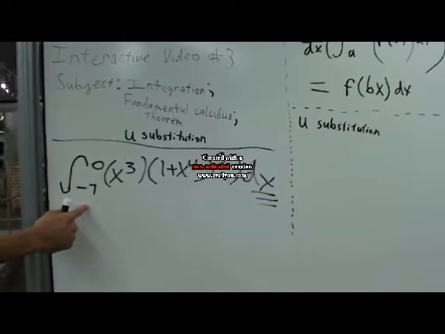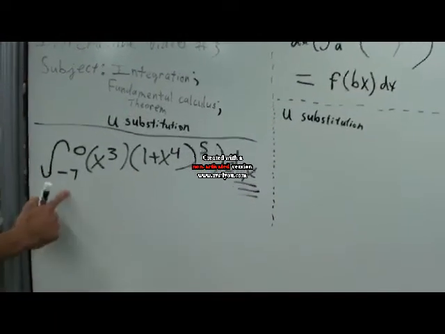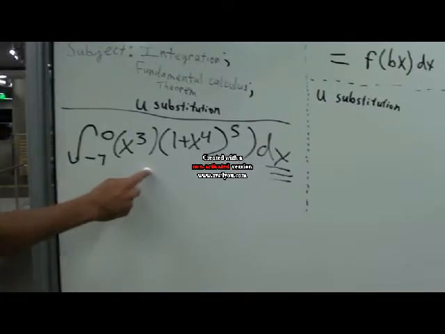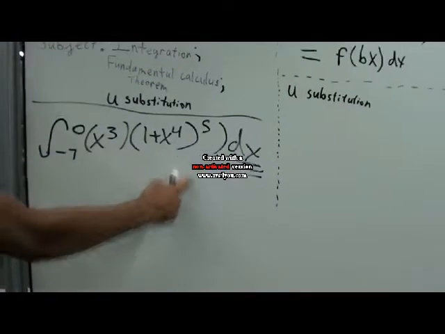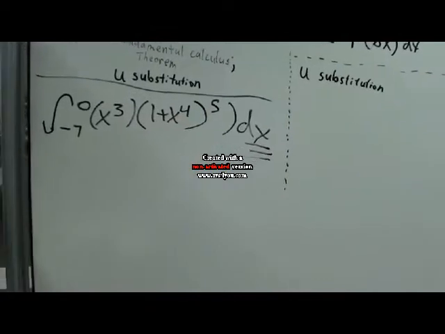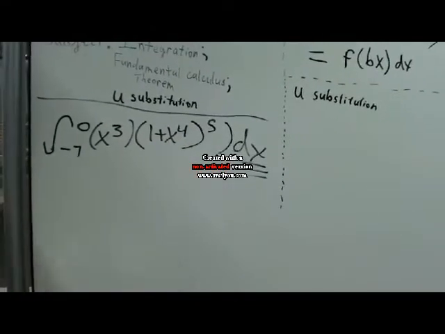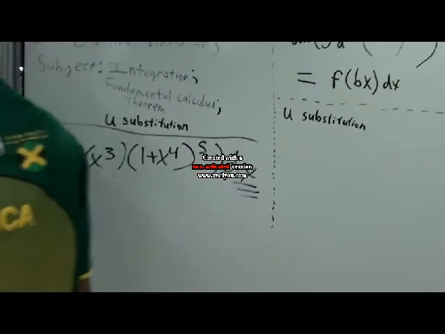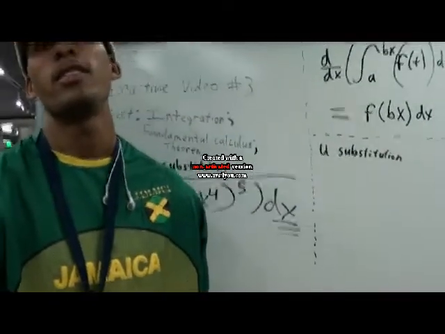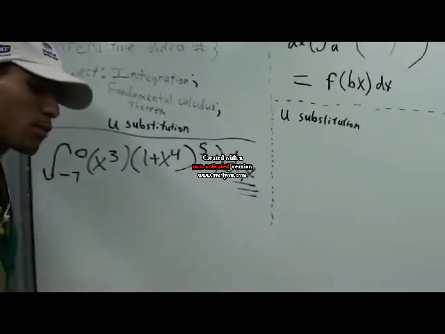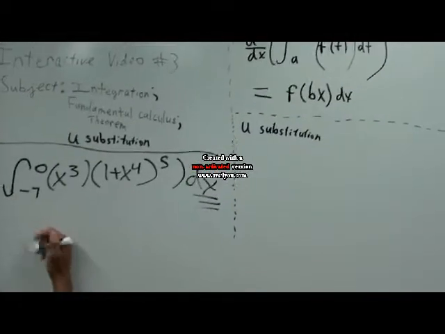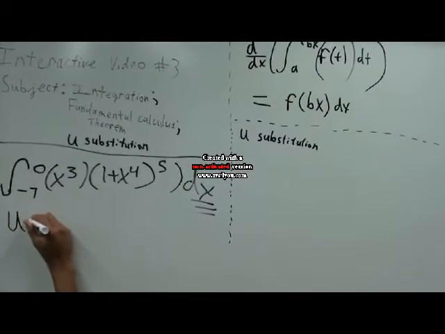Our first problem is the integral from -7 to 0 of x cubed multiplied by (1 plus x to the 4th) all raised to the 5th power, and of course you have our dx at the end. So normally this would be a really hard problem, but for us it's easy. This is going to be easy because we're just going to use substitution. We already know this is just practice, so I'm going to go through this quickly.